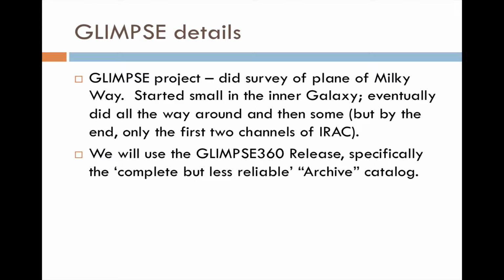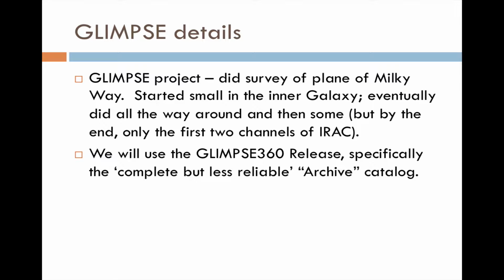So, details of GLIMPSE. GLIMPSE did a survey of the plane of the Milky Way, and they originally started relatively small in the inner galaxy, but this works really, really well, and they're finding lots and lots of interesting things. So they've done all the way around, and then some, and by the end, of course, they only had the 2 channels of IRAC. So we're going to use one of the later releases from GLIMPSE. The remainder of doing the whole circle of the galactic plane was called GLIMPSE 360, and so we're going to use data from that.